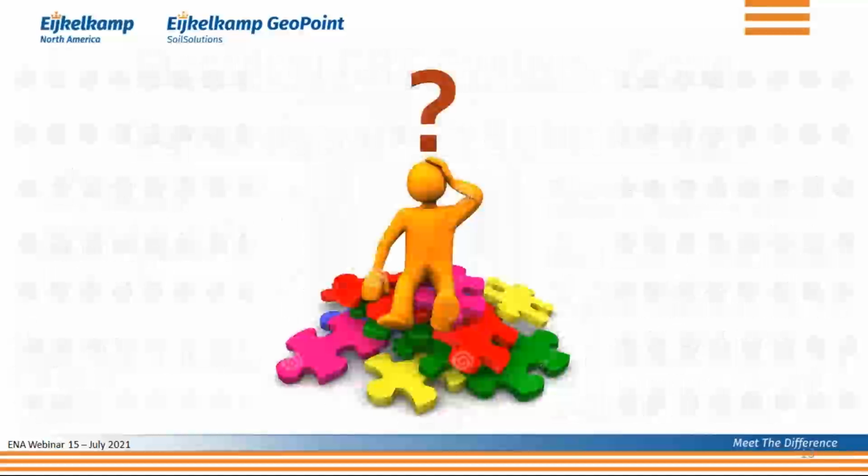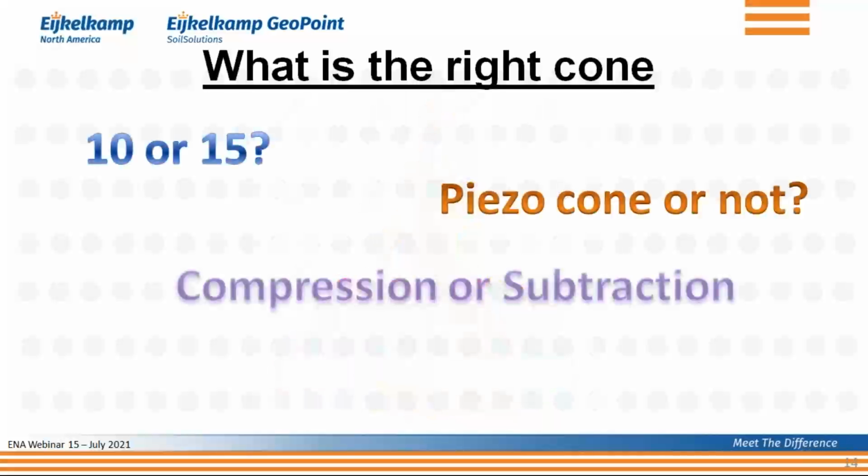The result is sometimes confusion. People see all these options and really don't know what to select. What I will try to do today is go over those three elements: 10 versus 15, piezo cone versus a regular cone, compression versus subtraction, to give you some guidance on what is really the most appropriate cone for your application. And we'll start with the simplest question.